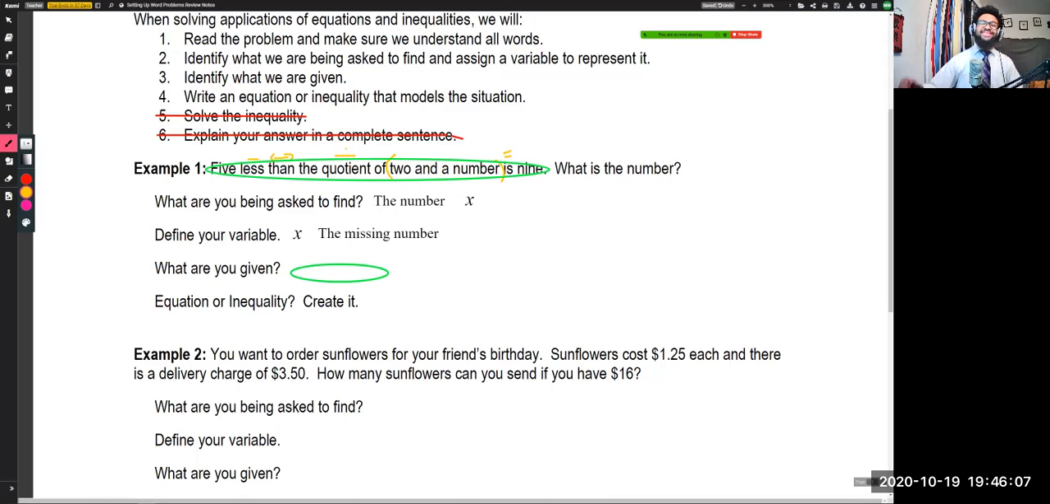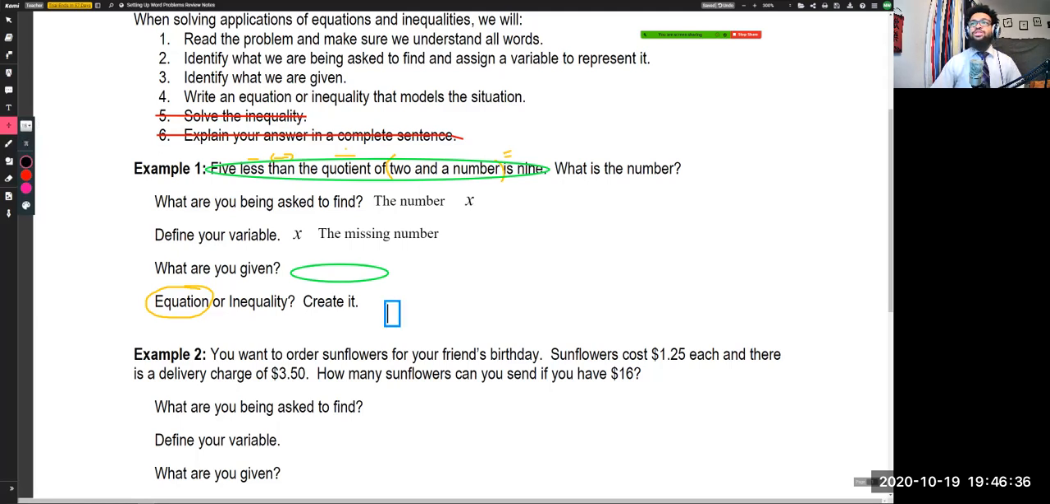And then is this going to be an inequality or an equation, since we now have two of those things that we could possibly set up? In this question, it says something, something, something, something is 9. And that tells us it's an equal sign, and equations have equal signs. So that's what it is. It's an equation. So now let us begin the process of creating it. 5 less than the quotient of 2 and a number is 9.